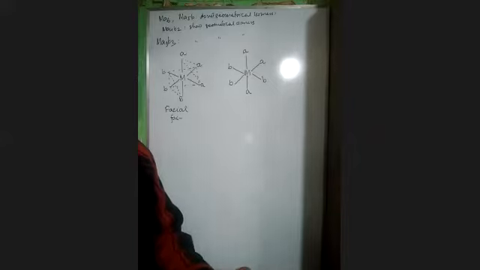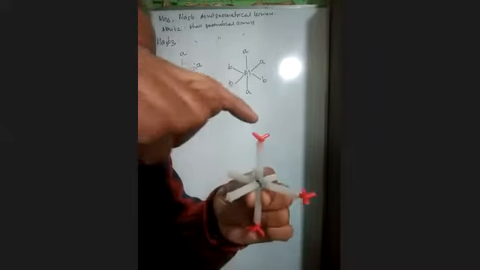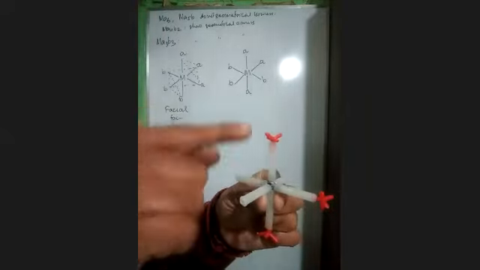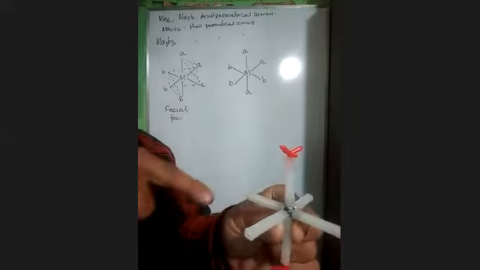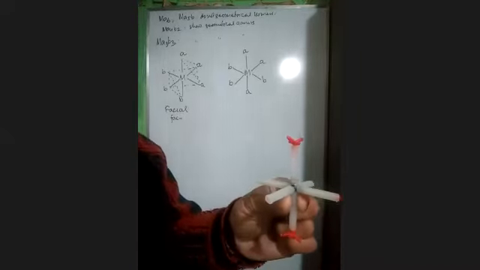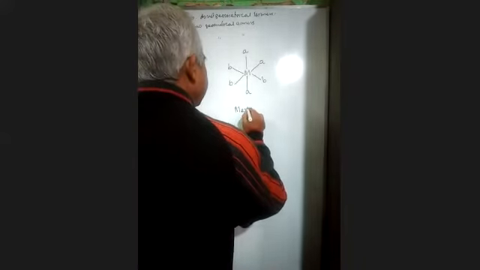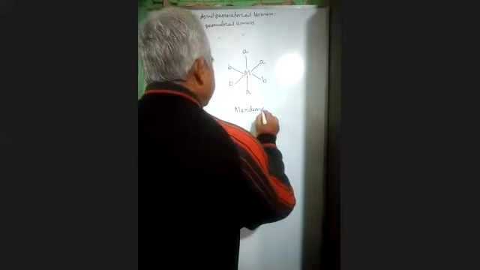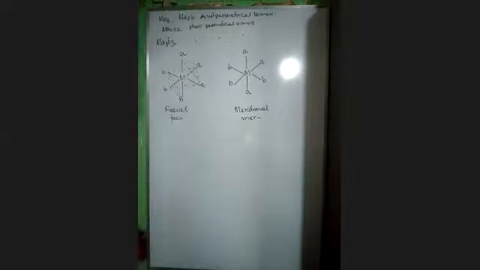See here. This is the other one. This is along the axis. If this is B, this is also along the axis, the horizontal one. So this one we call meridional, or you call it mer.